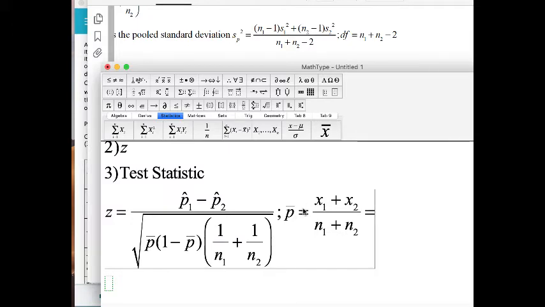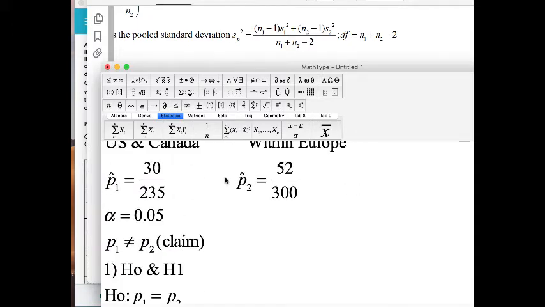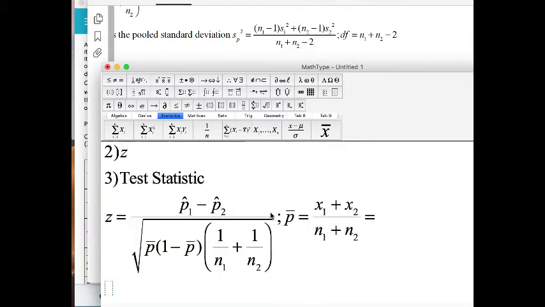So for P1 hat, it was 30 out of 235, and for P2 hat, 52 out of 300. To find that P bar, we're going to take the 30 and 52, those are the two numerators of our proportions, and add those up. That's going to give us 82. And then if you take 235 and 300, that's going to give us 535. So let's do that real quick.